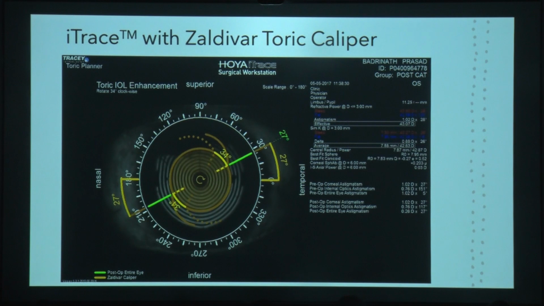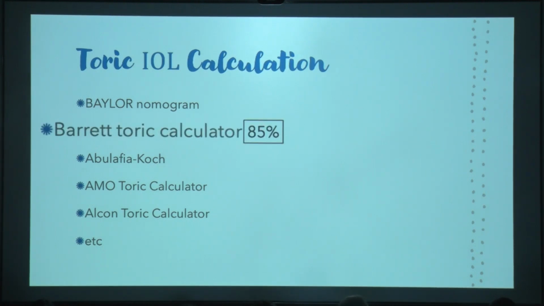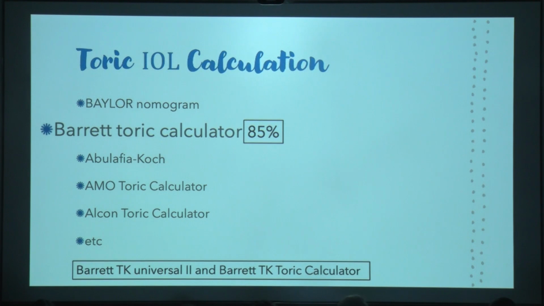This is the eye-trace Zaldivar toric caliper method, and this is a back calculation, but I think the software is not so good; astigmatismfix.com is a much better software than this eye-trace one. We are using the toric calculator, the Barrett calculator, which is the gold standard today. But if you are using the Barrett TK formula, please use the Barrett True K toric calculator, because otherwise it will consider the posterior corneal astigmatism twice.